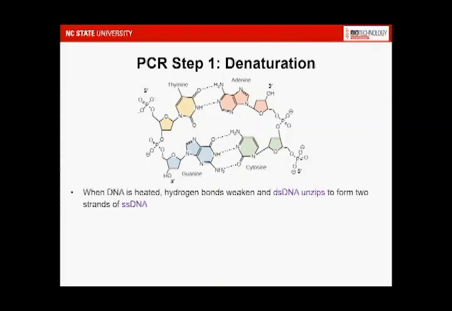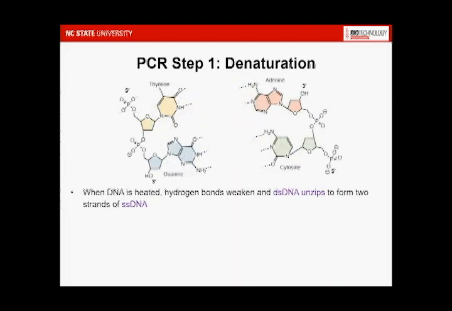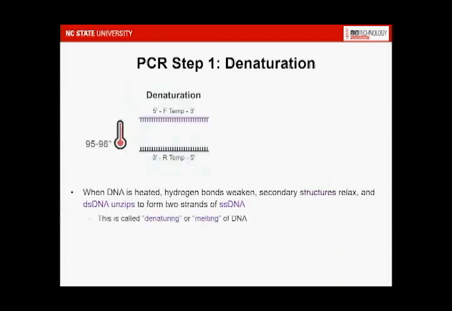When DNA is heated, these hydrogen bonds weaken, secondary structures relax, and the double-stranded DNA unzips to form two single-stranded DNA molecules. This is called denaturation, or melting DNA. Denaturation can also refer to the release of protein secondary structures and hydrogen bonds that can form between multiple double-stranded DNA molecules. So whenever we use the term melting, we're referring only to the type of denaturation that is the release of AT and GC bonds to unzip double-stranded DNA.